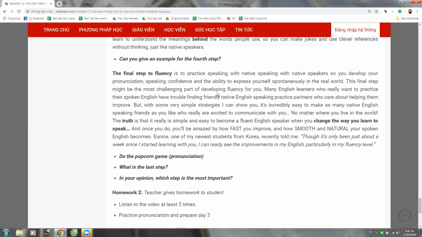Okay. And for you, in your opinion, what is the important step in the five steps here? Important step. We need to change the way we learn to speak. For example, it means speaking with native speakers.